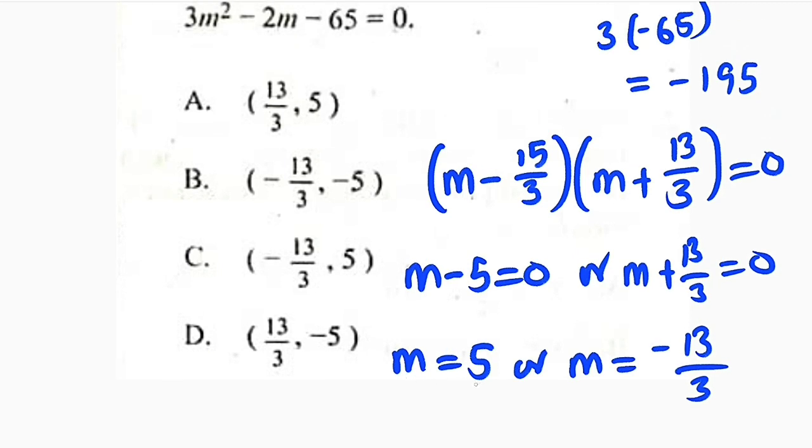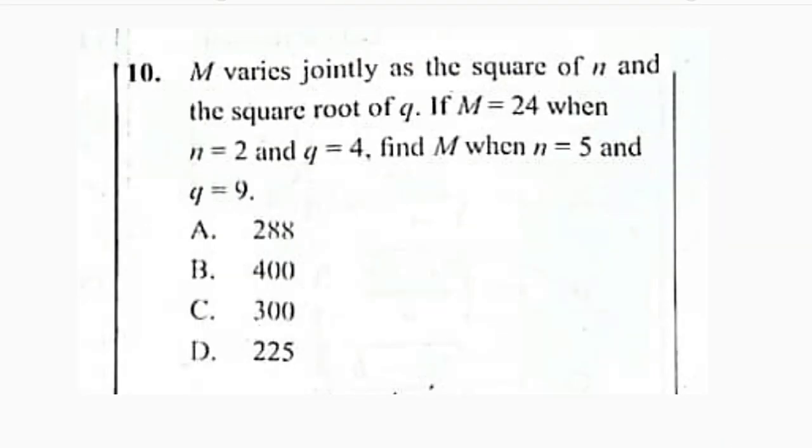M is 5 and negative 13 divided by 3, which is option C. All right, here is question number 10. The question reads, m varies jointly as the square of n and the square root of q. If m is equal to 24 when n is equal to 2 and q is equal to 4, we're asked to find m when n is equal to 5 and q is equal to 9.